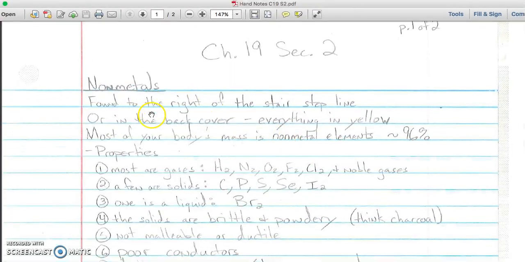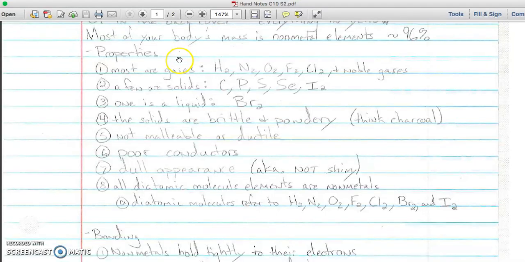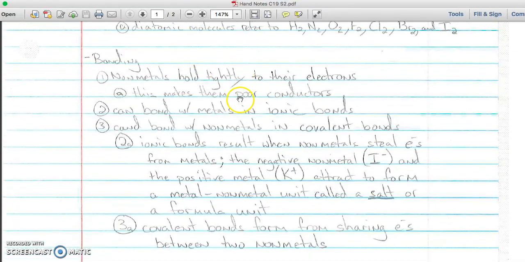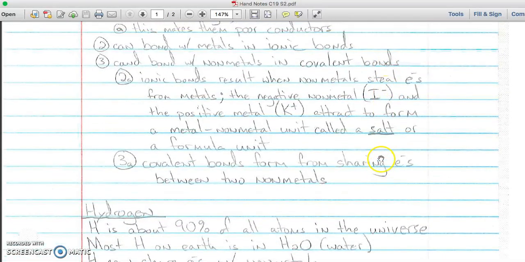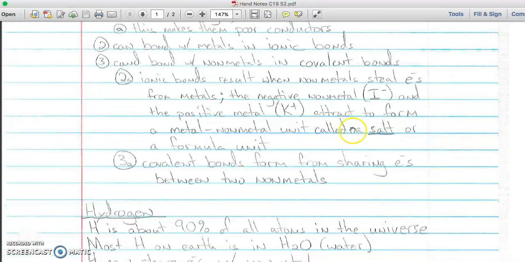This is on nonmetals. Again, a bunch of properties are listed here. Very helpful to know. The type of bonding they form: they form ionic bonds with metals, and with nonmetals they form covalent bonds. Remember, covalent bonds are sharing of electrons. Ionic bonds are stealing of electrons. And when an ionic bond occurs, you're forming a salt.